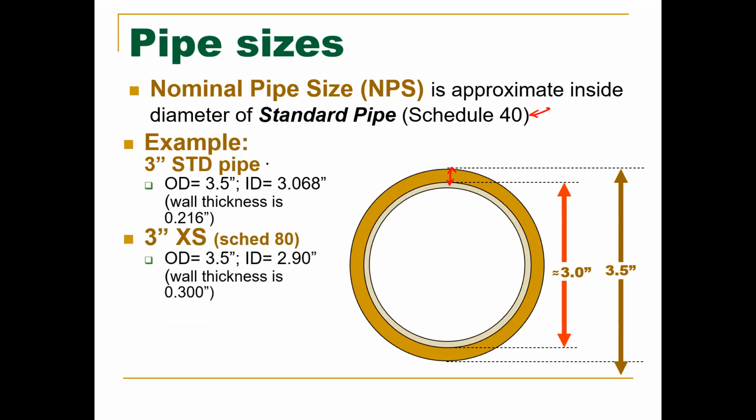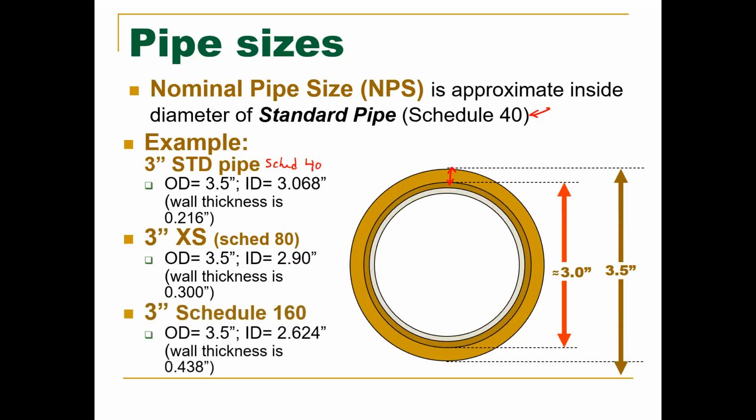Now, this one right here is Schedule 40. If we have a Schedule 80, you can see its wall thickness has increased, but the outer diameter has not increased in size. We have decreased the actual size of the inner diameter. And then we have a 3-inch Schedule 160. Again, we have not increased the size of our outer diameter. We have only decreased our inner diameter to get a bigger wall thickness.